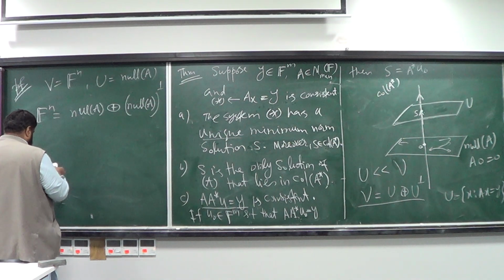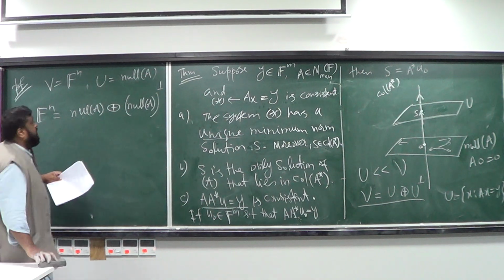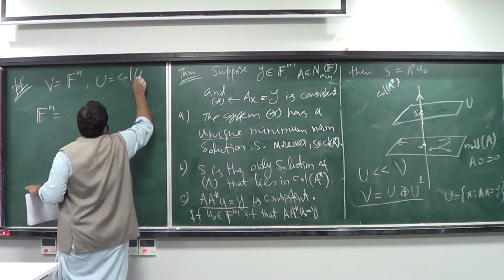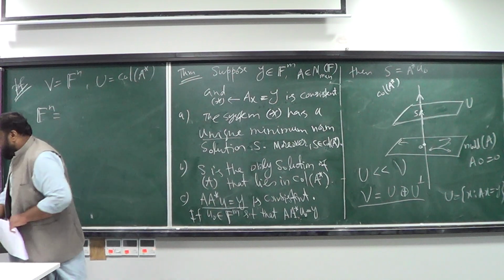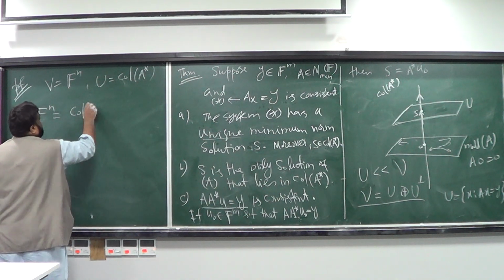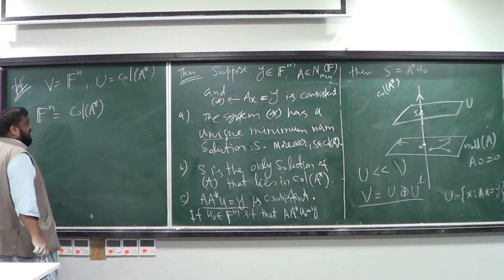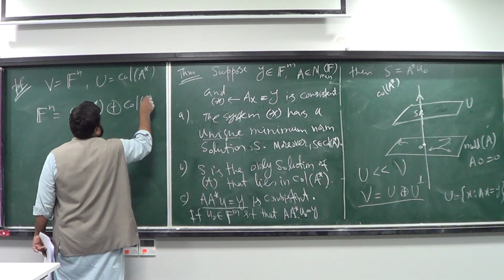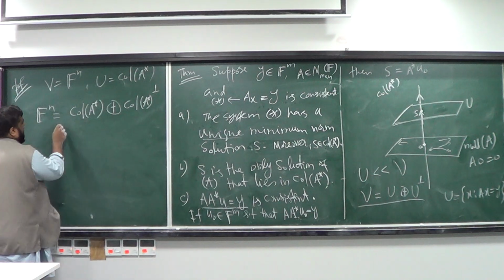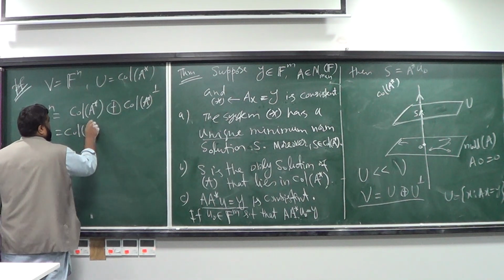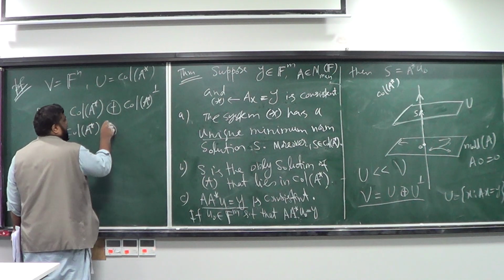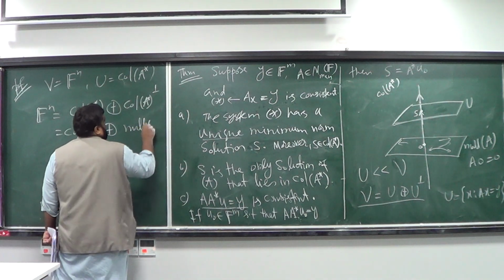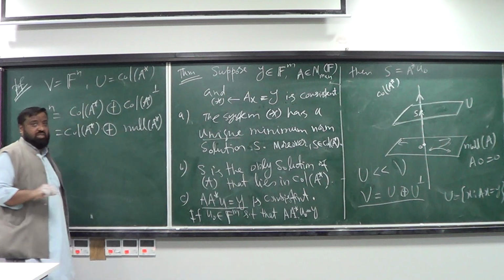Now, I think we should not take U as the null space, but we take U as the column space of A star. Then F^n can be written as the column space of A star, direct sum with the orthogonal perp of the column space of A star. But we just saw a moment ago that the orthogonal perp of the column space of A star is really the null space of A.